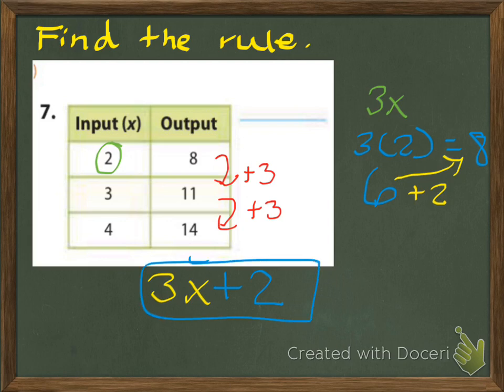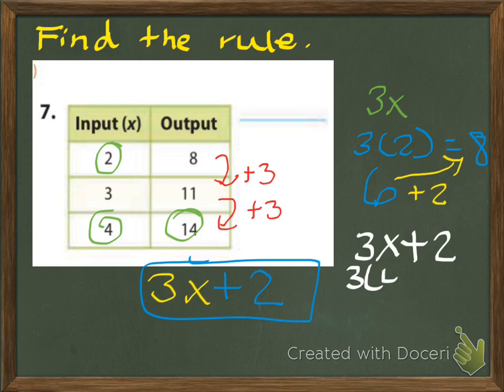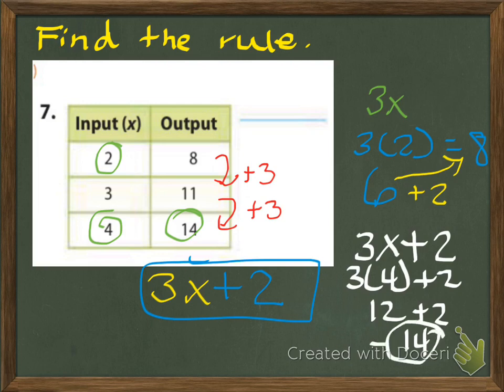Now you do want to test it out on another one of your values. So let's plug in the 4 and make sure we get 14. So we're saying that 3x plus 2 is our rule. So let's plug in 3 times 4 plus 2, and we get 12 plus 2, and that gives us 14. And 14 is, in fact, what we were looking for right there. So you know that your rule is correct. So for this specific problem, your answer is going to be 3x plus 2.